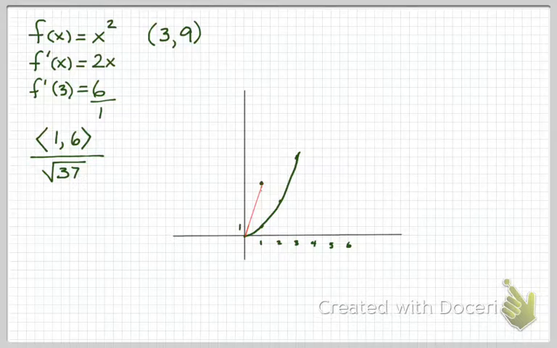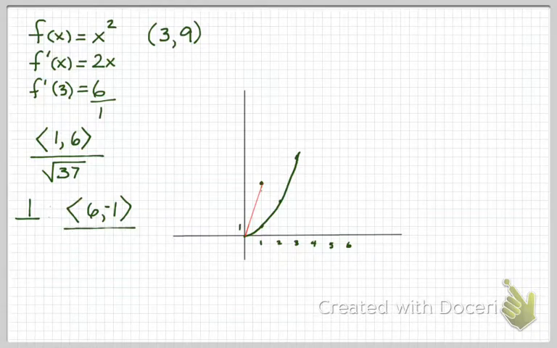If I want a perpendicular vector now, I have got to do the negative reciprocal of my slope, which means for the perpendicular vector, I am going to interchange the x and y, and then I'm going to make one of them negative. Then to make it a unit vector, I will divide by the length.